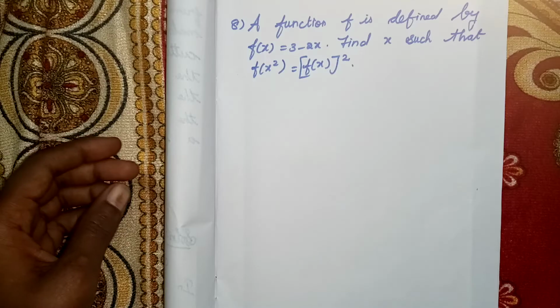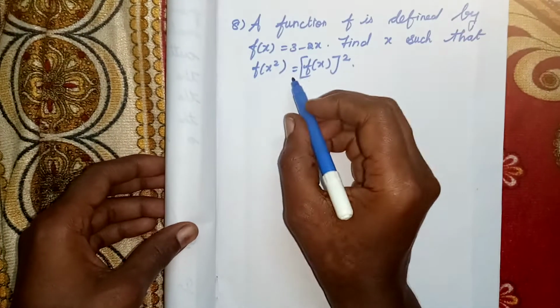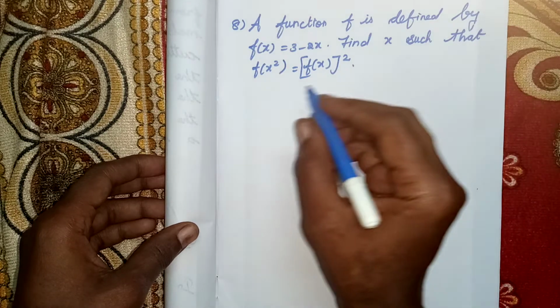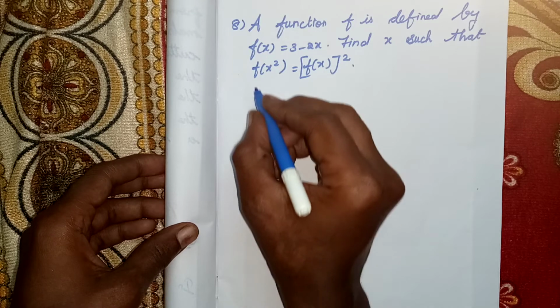Now I am going to explain the 8th question. A function f is defined by f of x is equal to 3 minus 2x. Find x such that f of x square is equal to f of x the whole square.